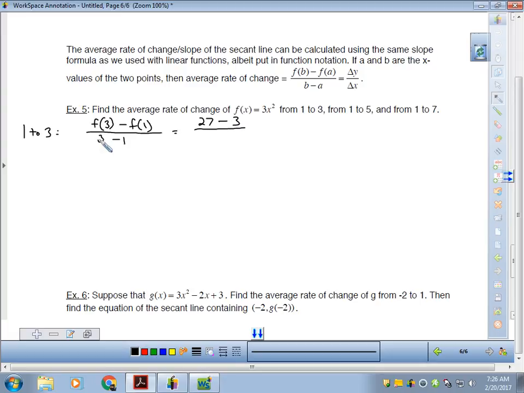On the bottom, 3 minus 1 is just 2. On top, 27 minus 3 is 24. And then 24 divided by 2 is 12. So that's the function's average rate of change, its average slope, going from 1 to 3.